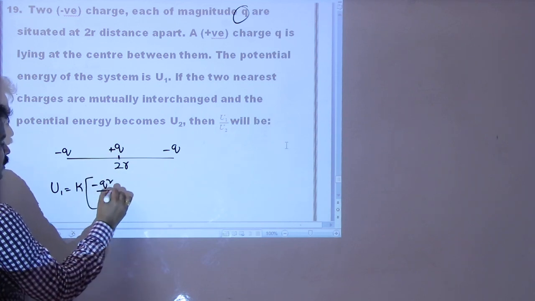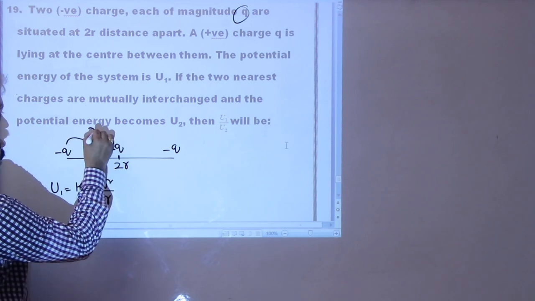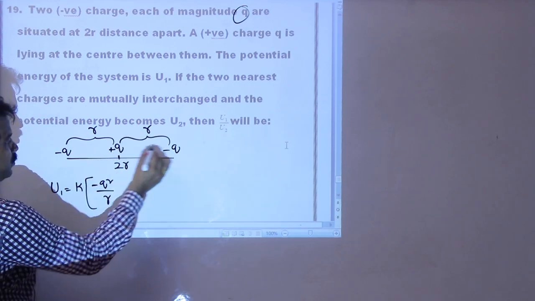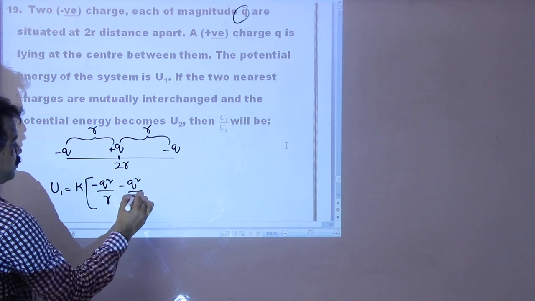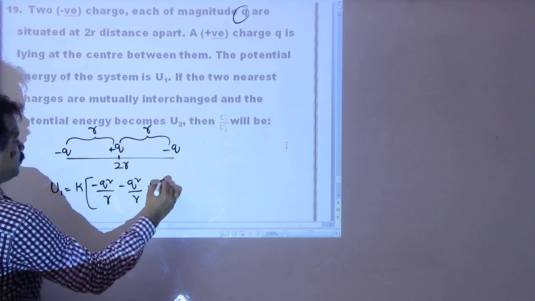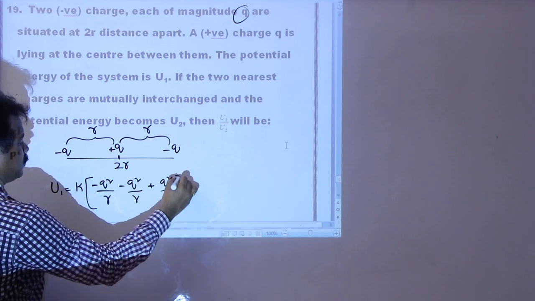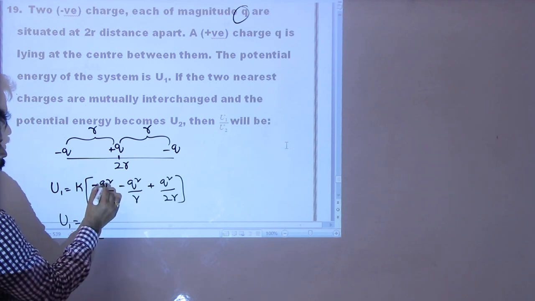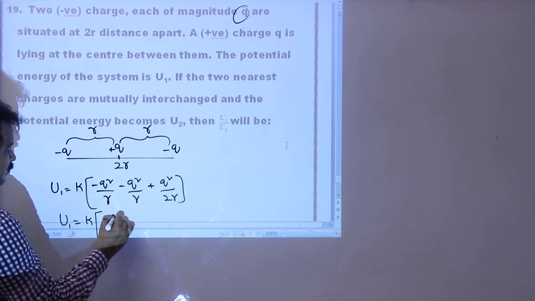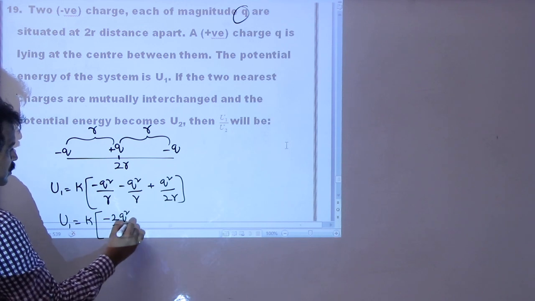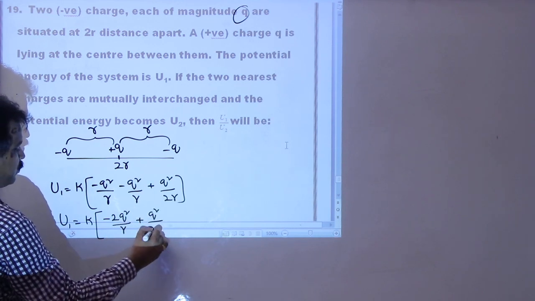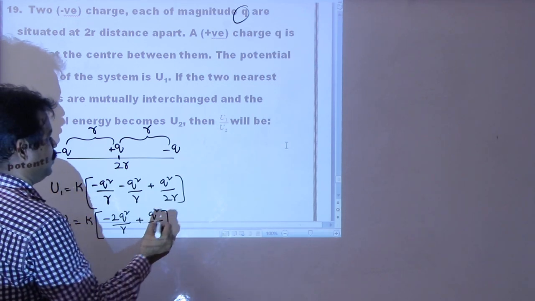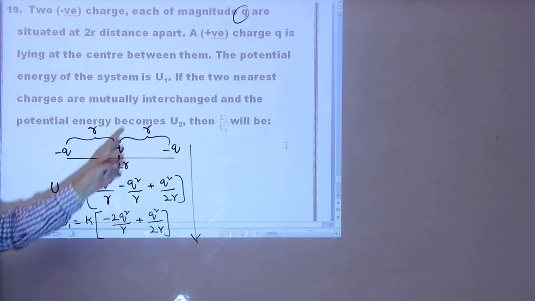u1 is equal to k into the product of these two: minus q square by r, because the distance between these two will be r, and this is also r, q square by r between these two, minus q square by r between these two, plus q square by 2r. So u1 can be written as k, this is minus q square by r minus q square by r, minus 2q square by r plus q square by 2r. So this is equation 1.